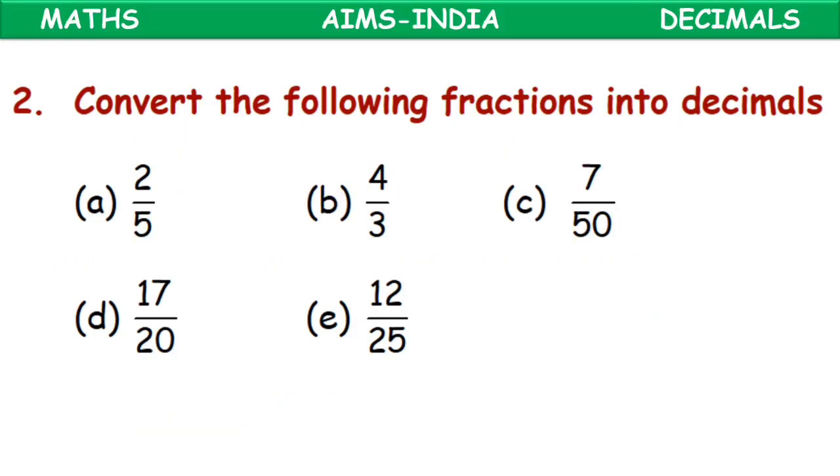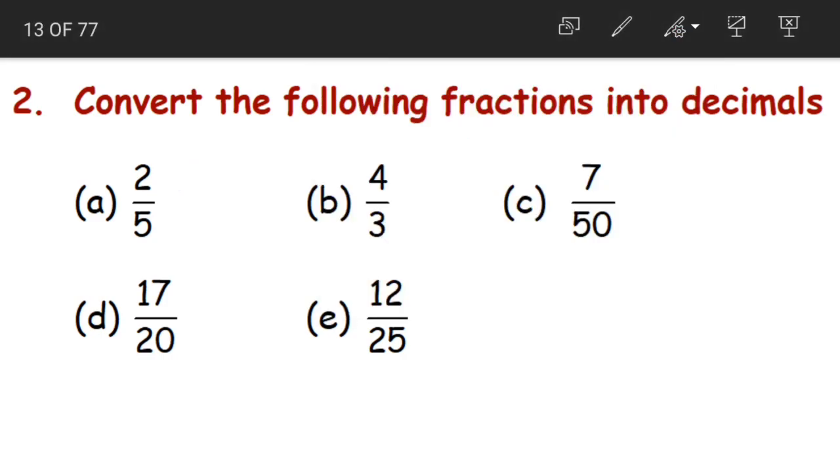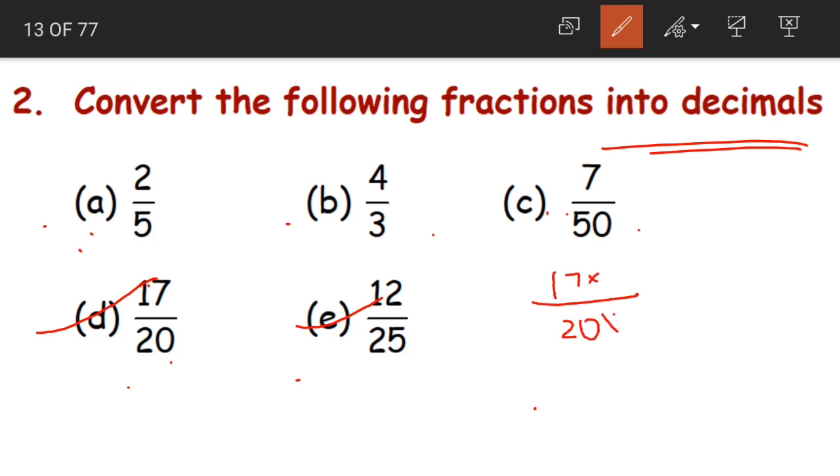Now coming to some exercise problems. We have: convert the following fractions into decimals. See, we are given some fractions, we need to convert them into decimals. I'll do the last two problems, you can solve the remaining. Okay, 17 by 20. How will we convert it, children? Here the denominator is not 10, 100 or 1000. So we need to convert it into 10, 100 or 1000.